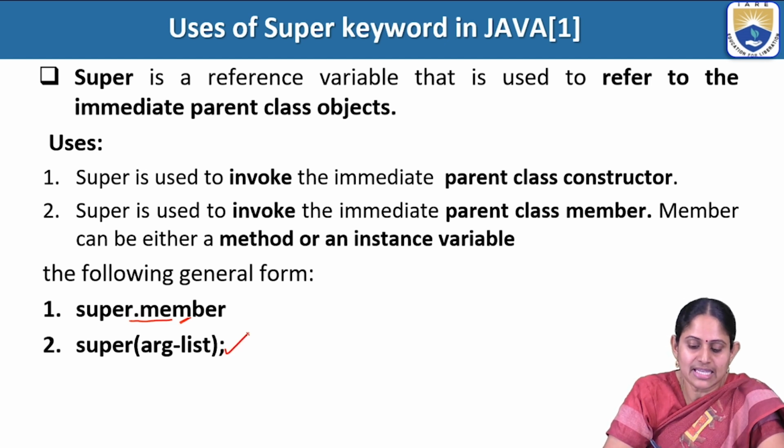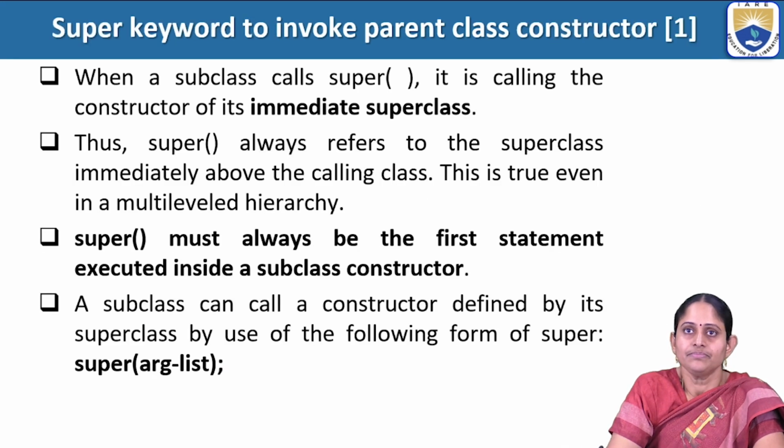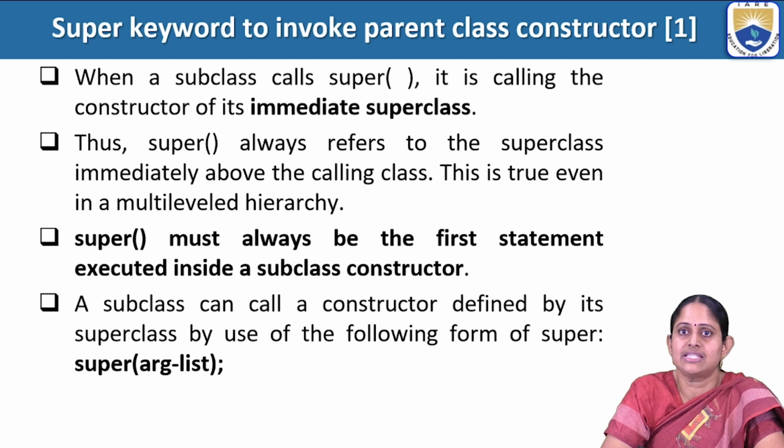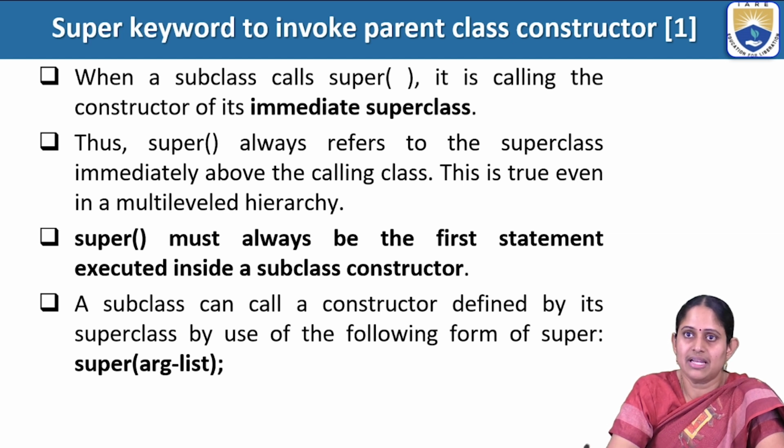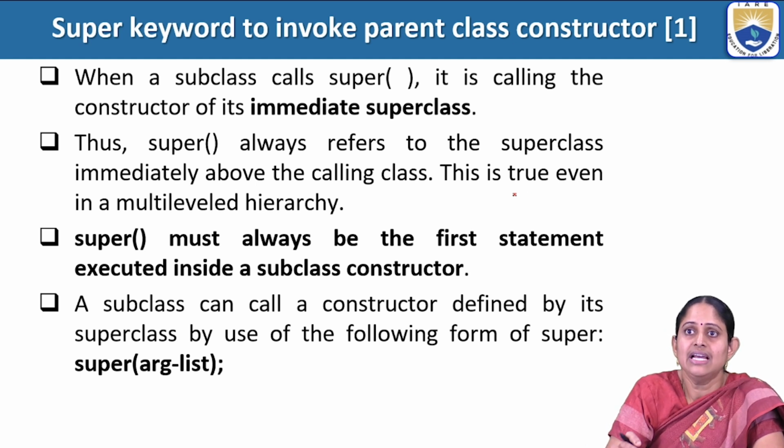The second case is the method by which we invoke the superclass constructor. When we invoke the superclass constructor, it will invoke the constructor of the immediate superclass, which lies immediately above the calling class. And it should always be the first statement executed in the subclass constructor. If we are invoking the super constructor, then that should be the first statement in the subclass constructor.